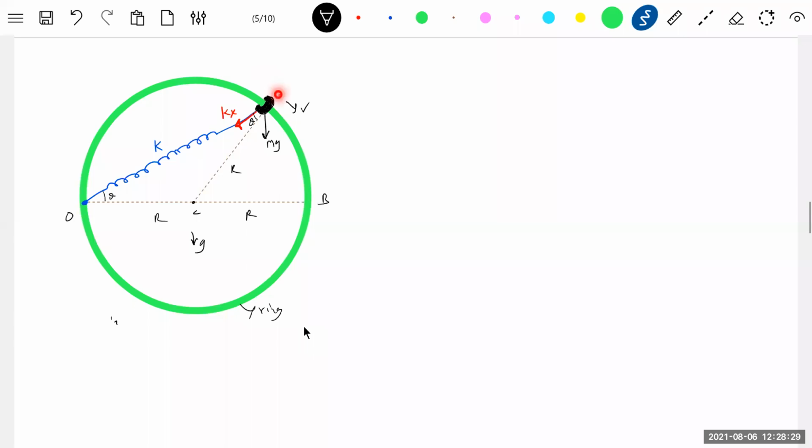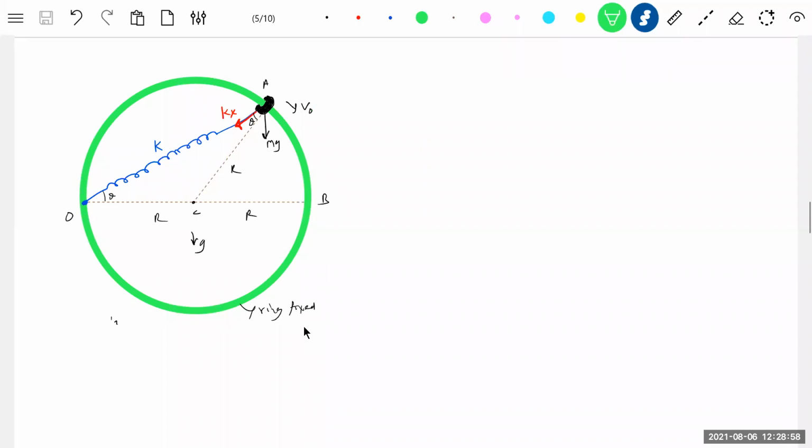Let's get into the discussion now. There is a ring A. Some velocity is imparted to the bead B. Sorry, B. This ring is fixed. I will impart some velocity. How the normal contact will be there depends upon the spring force. Now the spring is elongated here, so it will try to pull the bead towards the center.